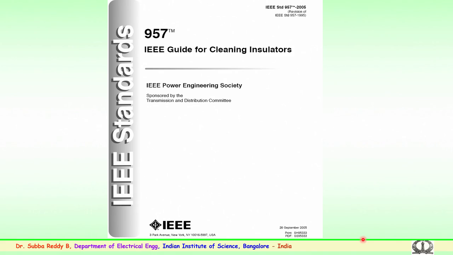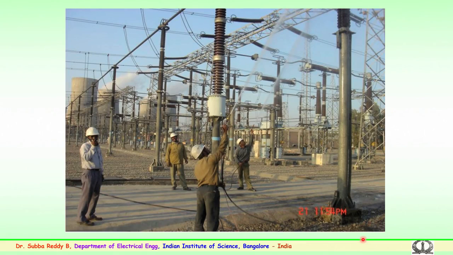There are prescribed methods which are being followed. The IEEE standard 957 is one of the methods which gives the guidelines for the cleaning of insulators in substations and also in the transmission system. This standard mentions the importance of the methods to be followed and the various procedures to be adopted by the utility personnel.